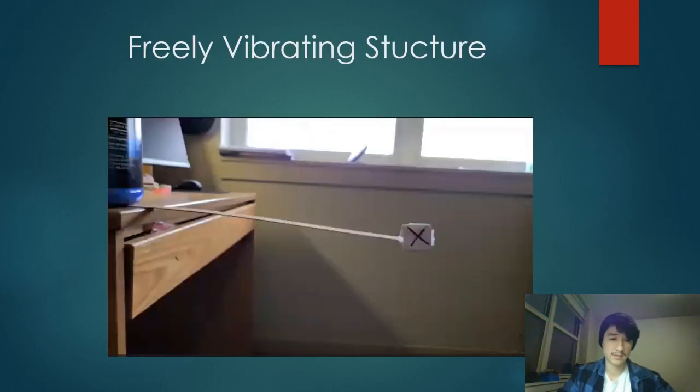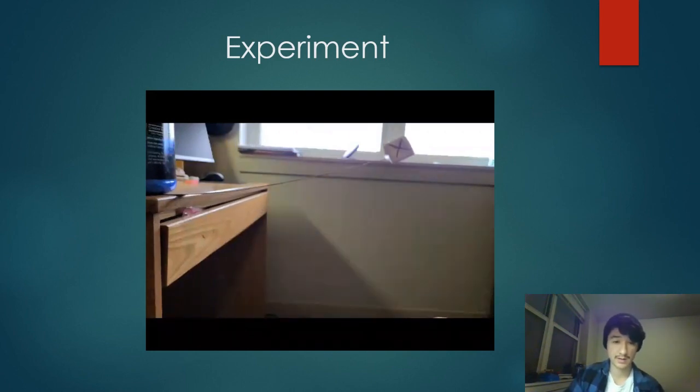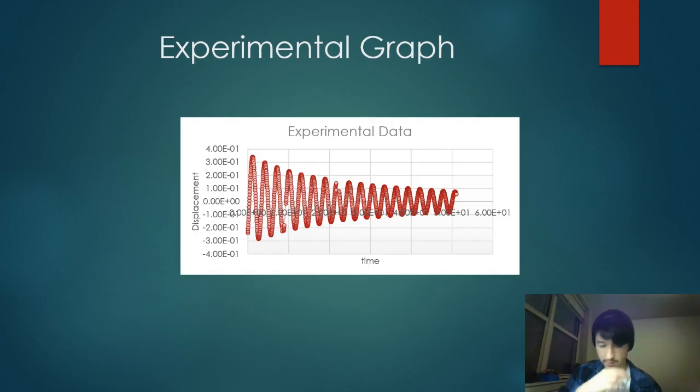The project was to find a freely vibrating structure, and I chose to use a ruler vibrating back and forth. This is a quick demonstration of the project that I conducted, and I used Tracker to track the displacement over time of that ruler vibrating back and forth. There are some gaps within the data at moments where Tracker had difficulty tracking, but for the most part I was able to get the graph.